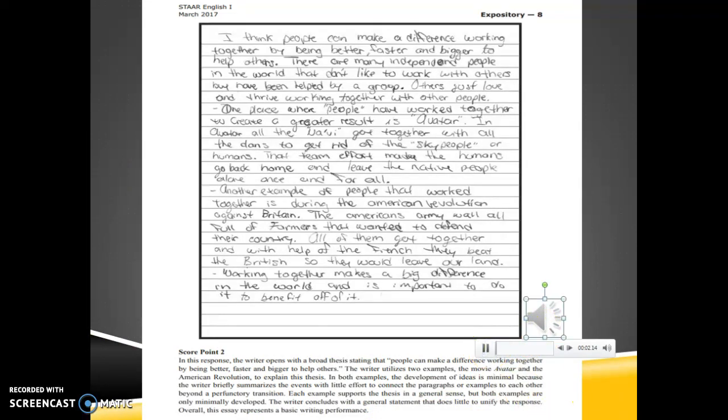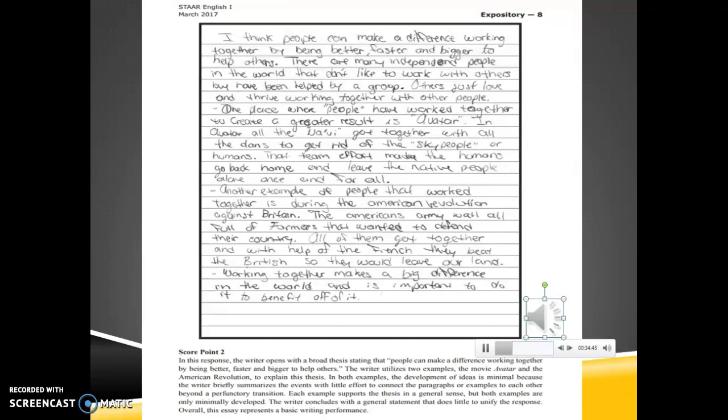So this essay is a score of a 2. Again, we're looking at working together to make a difference. I think people can make a difference working together by being better, faster, and bigger to help others. There are many independent people in the world that don't like to work with others, but have been helped by a group. Others just love and thrive working together with other people. One place where people have worked together to create a greater result is Avatar.